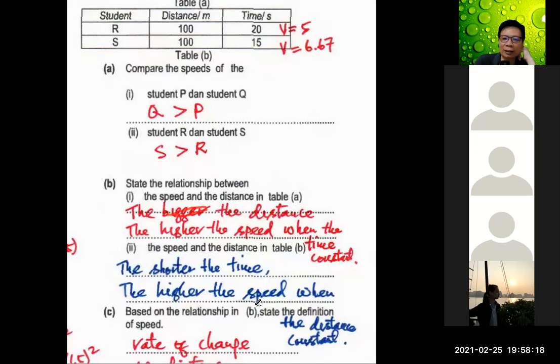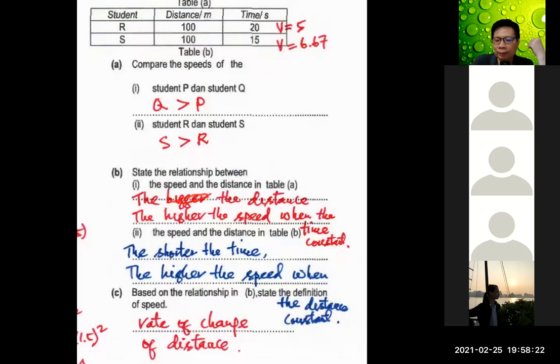Okay, the last one. State the definition of speed. You should know already now. Definition of speed is what? Rate of change of distance. Okay. When people ask you what is speed, you must say rate of change of distance. Speed is rate of change of distance.